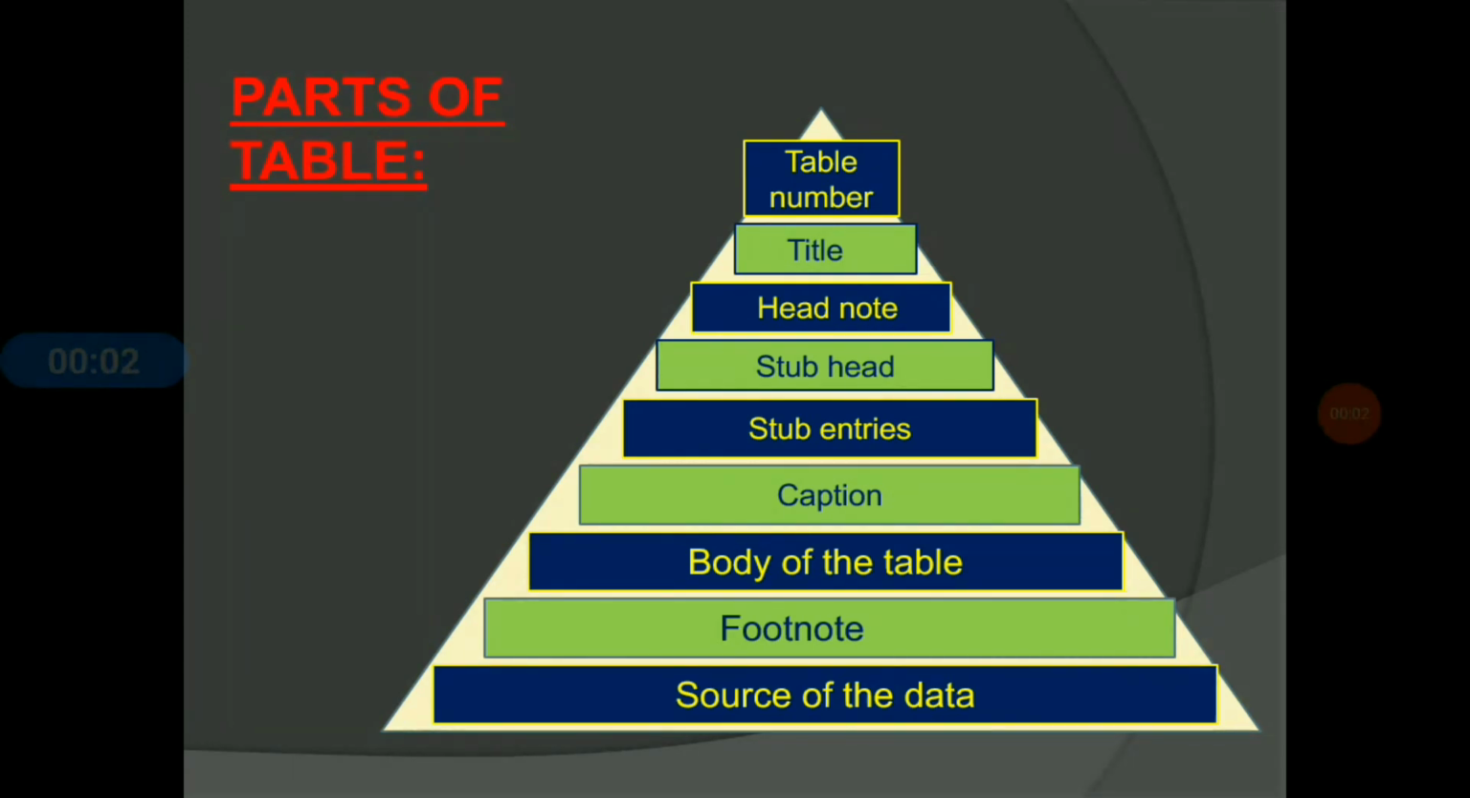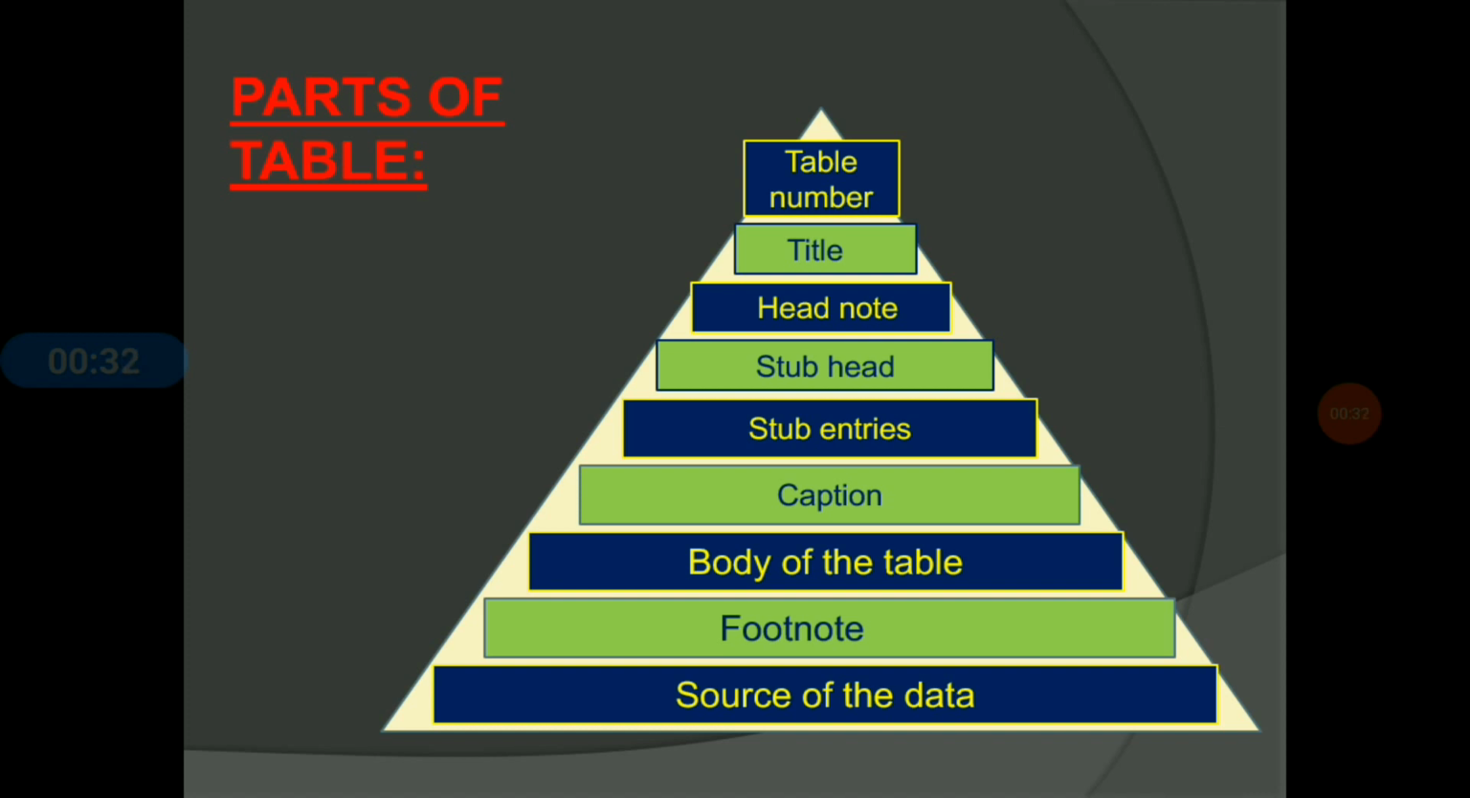So here we can see the parts of table. We all know what a table is. So learner, what do you mean by a table? A table basically consists of horizontal rows and vertical columns. It is the intersection of the rows and columns that forms cells in which the numerical data are added. So in short, a table is a form of visual data basically.